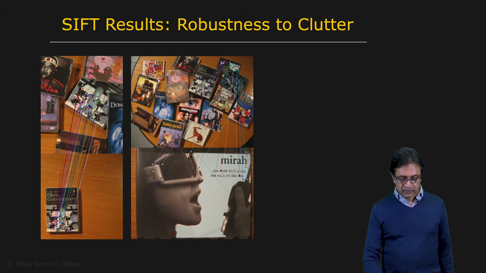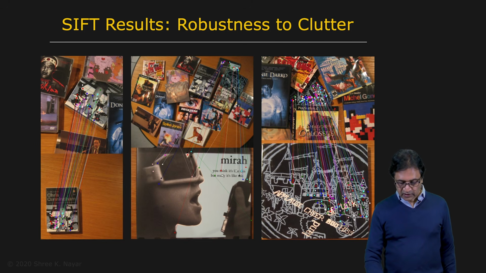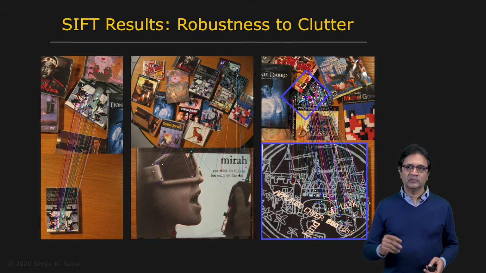Here's another example. This object is at a completely different scale, also partially obstructed, but quite a few good matches. And here is an even more challenging case where you have this object right here, partially visible, and you can see that this is the orientation of the object that we were able to recover, and the scale as well. Now let's take a look at some other applications of the SIFT detector.